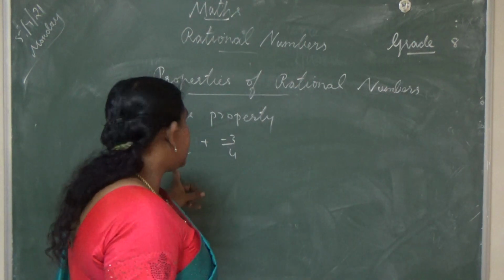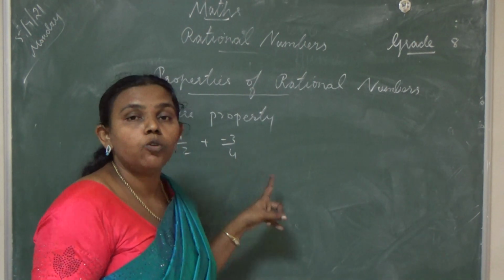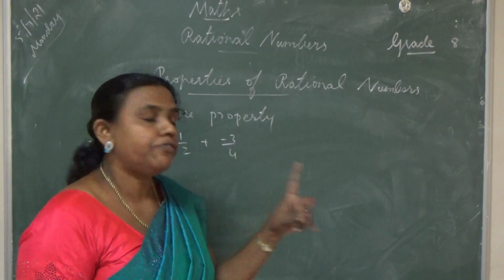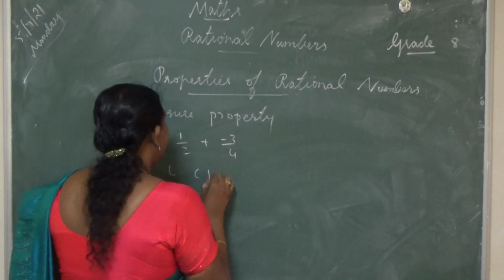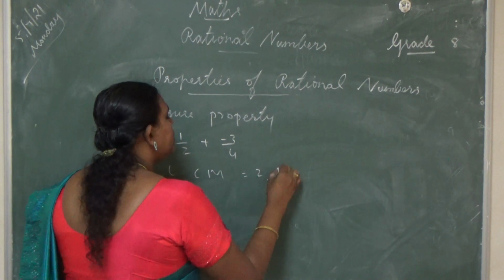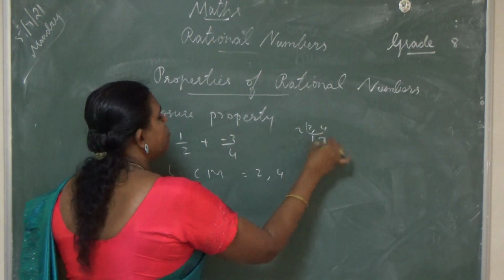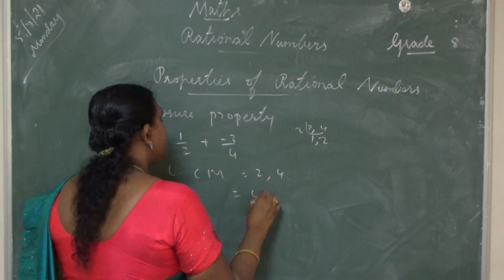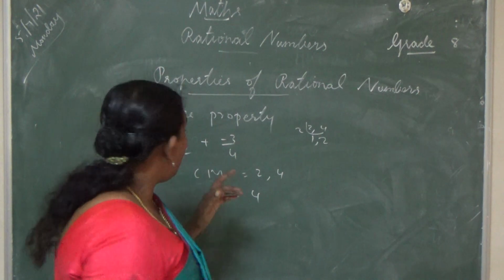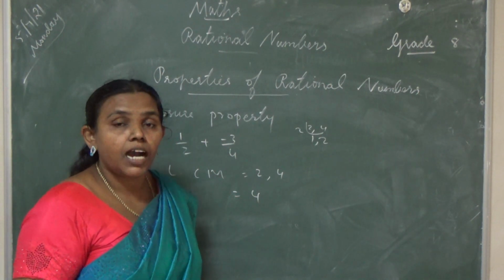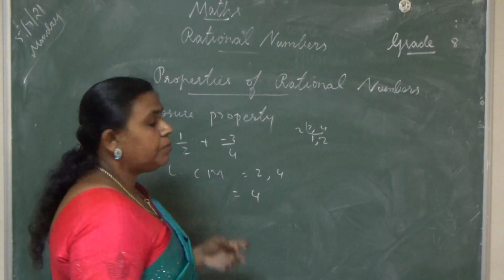So can you tell me, what are the numbers we have to find out? The denominators. The denominators are 2 and 4. So now we want to find out the LCM for 2 and 4. Say. So what is the LCM for 2, 4? 4. Say, LCM for 2, 4 is 4. Now what we have to do? What is the next step? Next we have to convert the denominator as common.